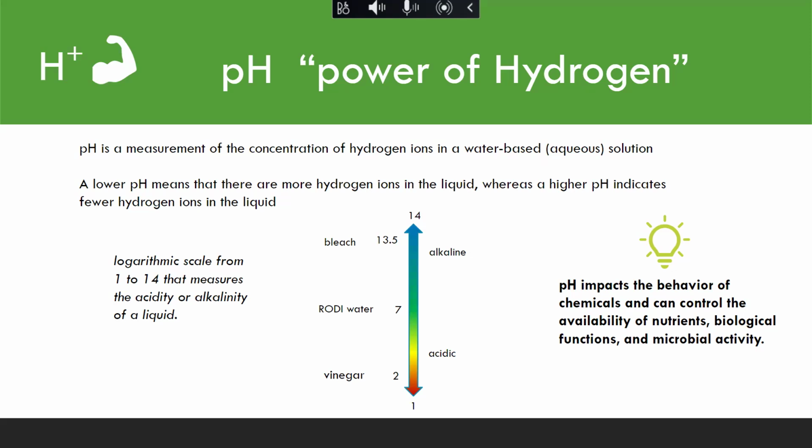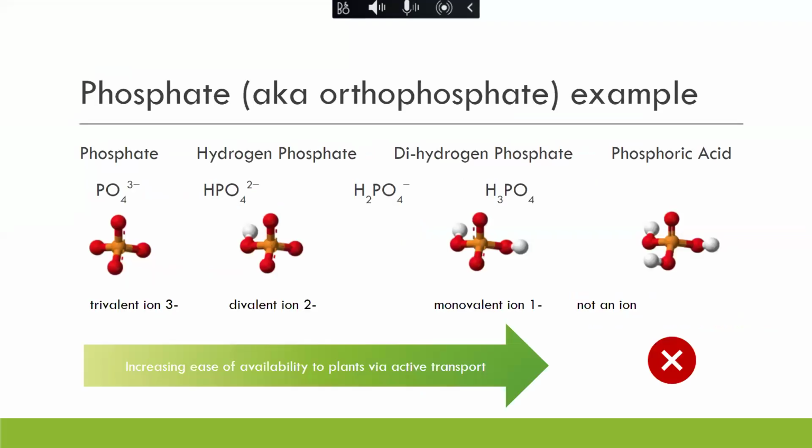It impacts the behavior of chemicals. So it controls the availability of nutrients, biological functions, and also microbial activity. So here's an example of another important nutrient, phosphate.